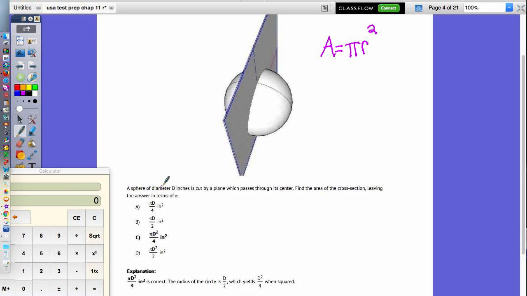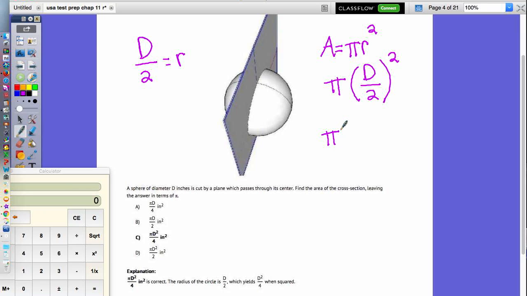But in this case, they want it in terms of d, and they're using a capital D for diameter. So I know that if I have the diameter, to get the radius, I can divide by 2. And that's another way to write the radius. So pi times capital D divided by 2 squared. That means we have to take this fraction and square it. How you take a fraction and square it is you square the numerator and you square the denominator.